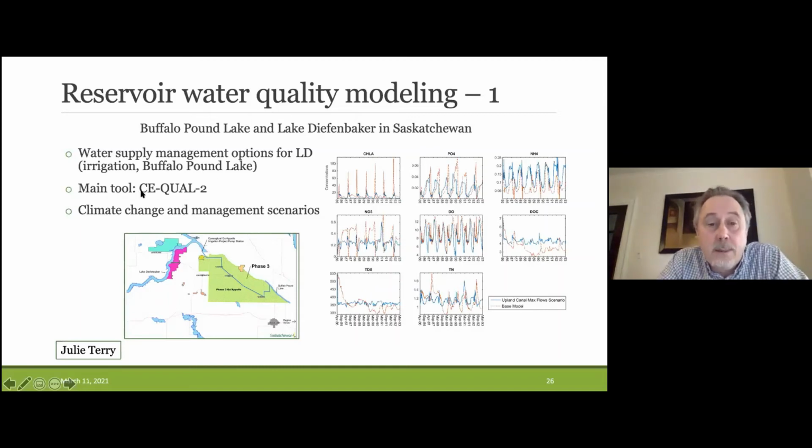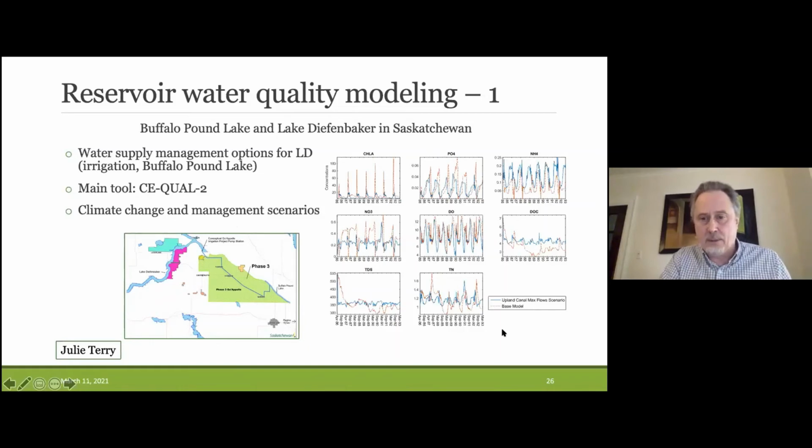So the tool she's using is this CE-QUAL-W2, a two-dimensional hydrodynamics and water quality model. And she's exploring different climate change and management scenarios in these two environments, in Lake Diefenbaker, but mostly for the moment in Buffalo Pound Lake.